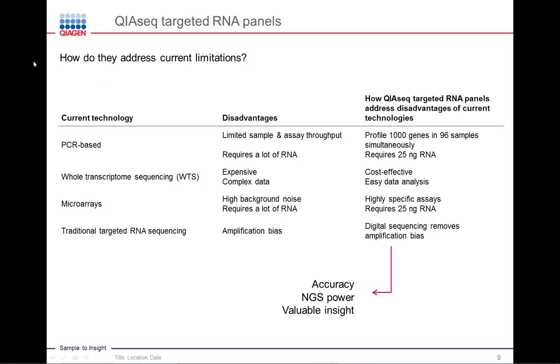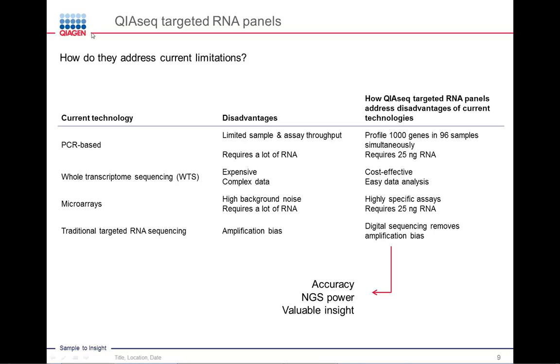Can I use the QIASeq targeted RNA-Seq kits for preparation of HIV pool gene sequencing for PacBio or Roche sequencing systems? Unfortunately, the QIASeq targeted RNA panels are not compatible with the PacBio system. They are compatible with systems from Illumina and IonTorrent.